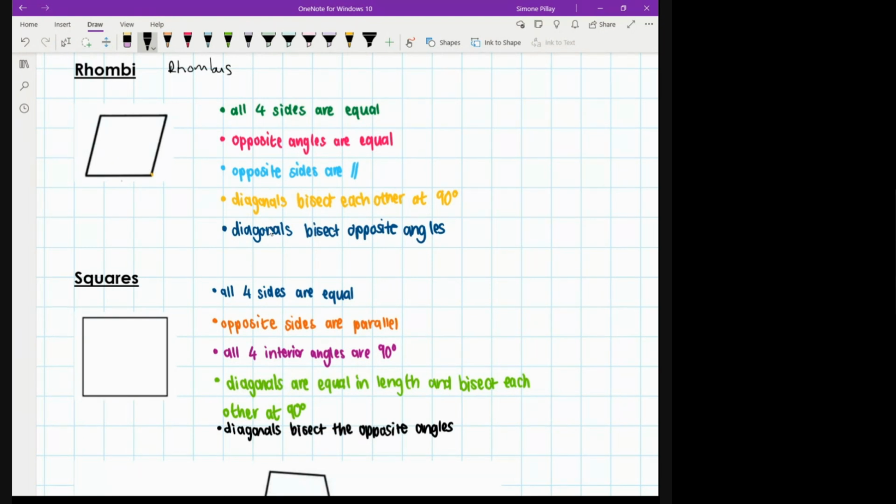Okay. So they have told us in a rhombus, all 4 sides are equal. Cool. Not a very difficult property to remember. They've now told me that opposite angles are equal, meaning that angle will be equal to that one, and this angle will be equal to this one. Opposite angles are equal. They've also told me opposite sides are parallel. So back to my opposite sides, and the opposite sides are parallel.